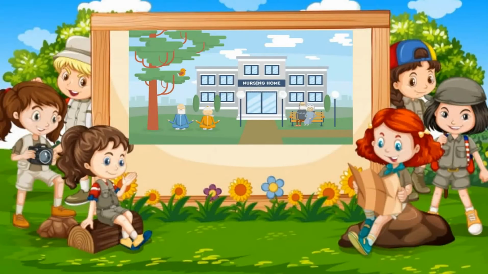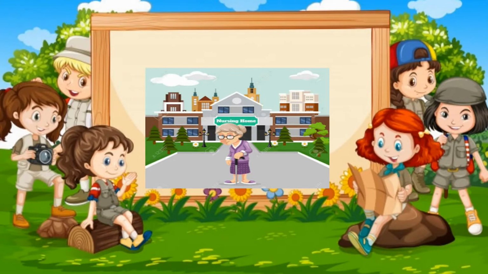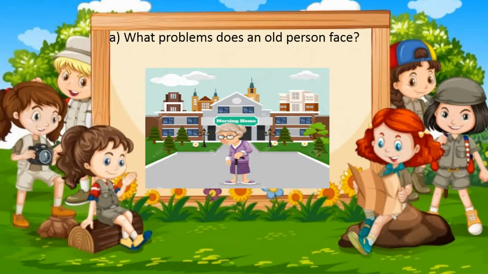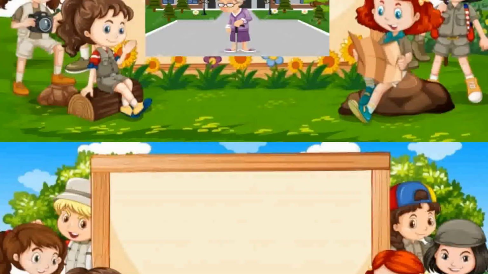There is a nursing home, that means an old people's home, in the picture. So our topic today is an old people's home. Here we have another picture of an old home. We have some questions here also. What problems does an old person face? What advantages do we get from an old person? After reading the text, we will get the answers to the questions, I hope. So let's read out the text.